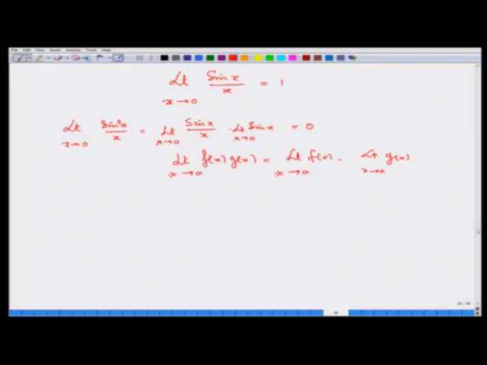For example, if you have all these sort of trigonometric limits, say limit of x tends to 0, sin x into cosine x by x, what would be the limit? Of course, I leave these things to you.